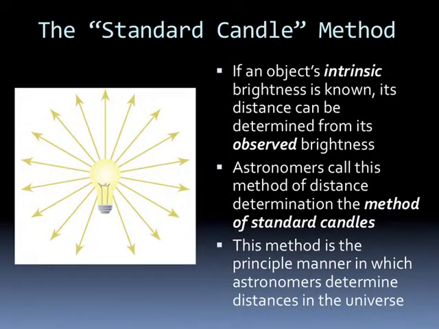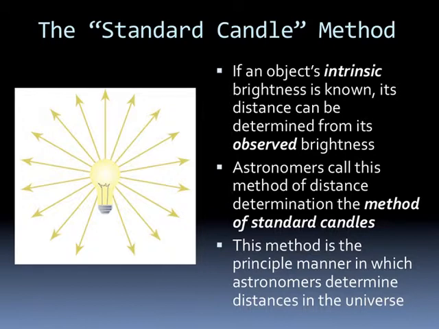Another method for determining distance is called the standard candle method. Now, if an object's intrinsic brightness is known, its distance can be determined from its observed brightness. So, in other words, if we know how bright a star is from some other method, and we know how bright it appears, we can tell how far it is.